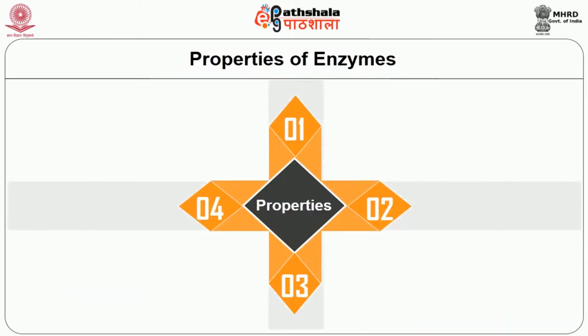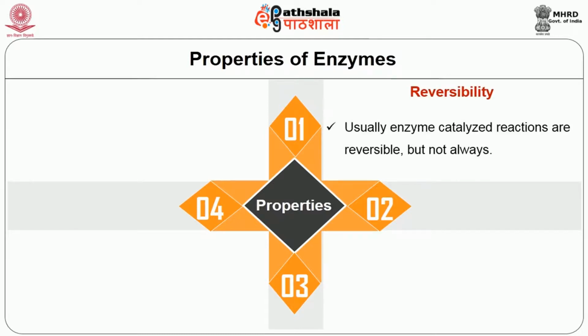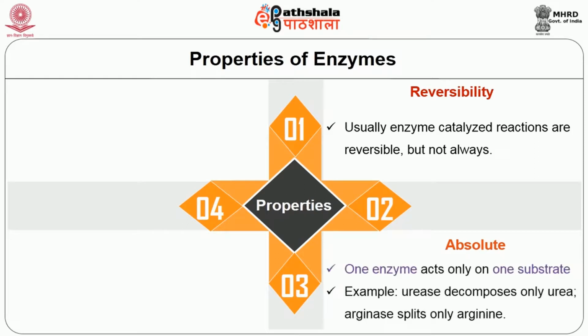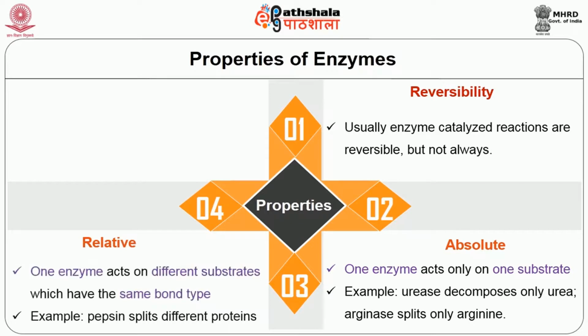Again, there is another set of understanding which we need to have before going about the factors that affect enzyme activity. Reversibility: enzyme reactions are reversible. Some enzymes are absolute. That is, one enzyme acts only on one substrate. For example, urease decomposes only urea and arginase splits only arginine. But of course, most of the enzymes are relative, that is, one enzyme can act on different substrates which have the same bond type. For example, pepsin splits different proteins.